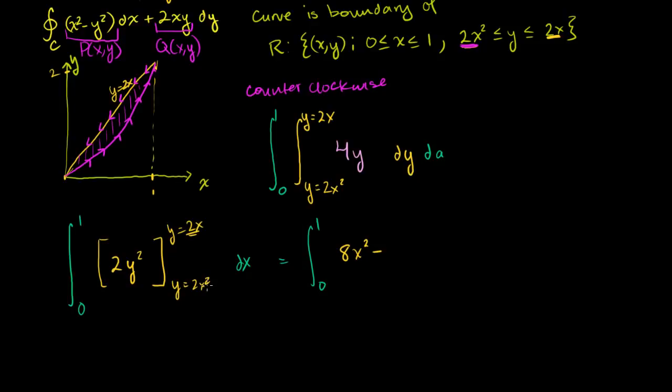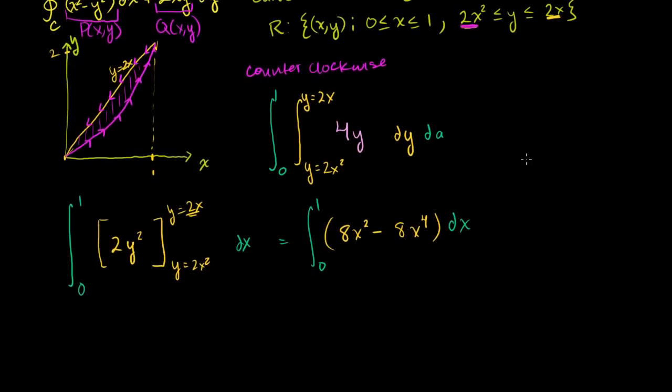2x squared squared is 4x to the fourth. 4x to the fourth times 2 is 8x to the fourth. Did I do that right? 2x squared, we're going to put it there for y. Substitute y with it. That squared is 4x to the fourth times 2 is 8x to the fourth. Very good. All right, now dx. Now this is just a straightforward one-dimensional integral.